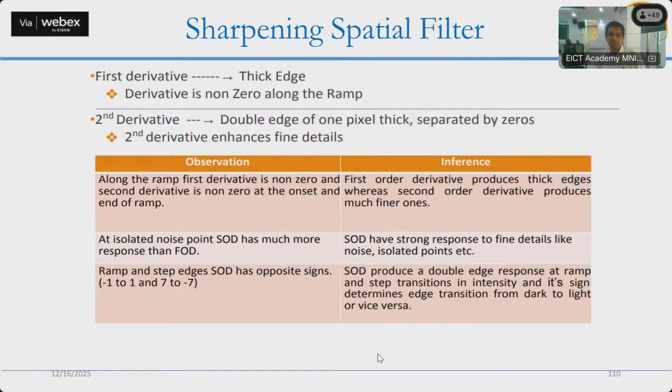Initially, we have covered basically three things here: histogram stretching, histogram equalization, and then the spatial filter. So it is open for your questions.